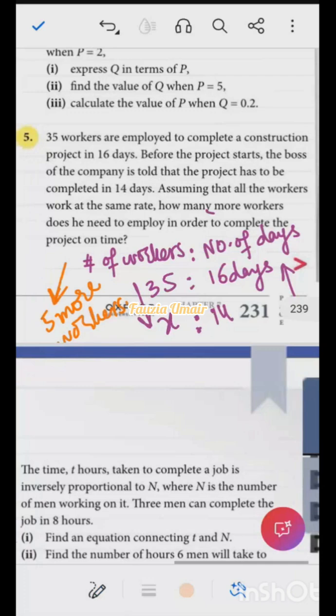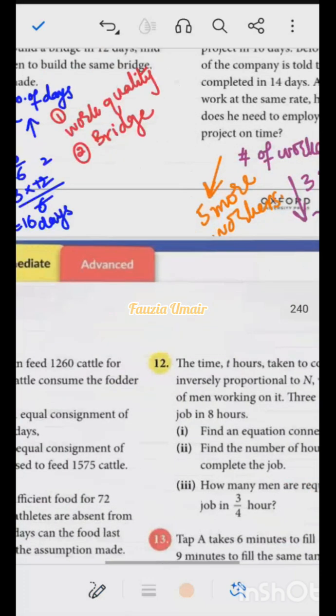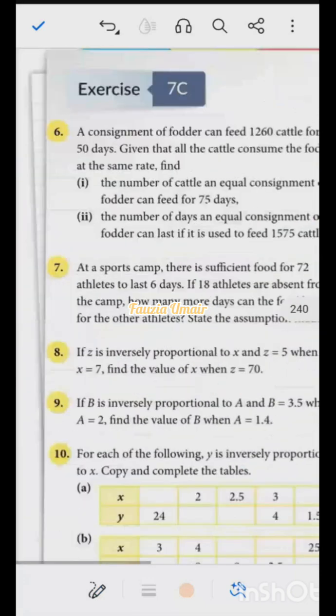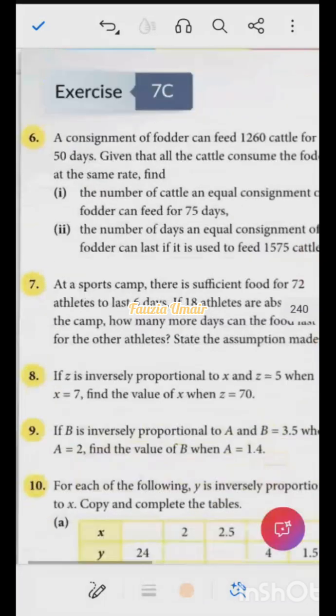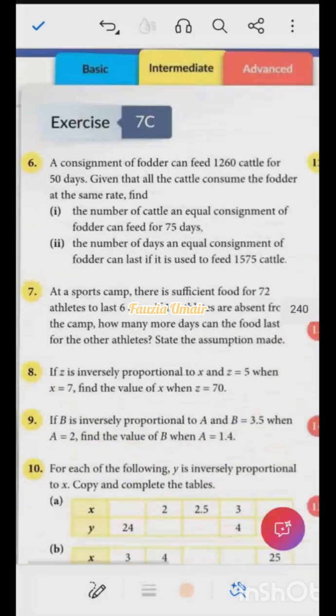So let's look at the rest of the questions. 12 questions are there in the syllabus. Okay? Acha, this question I think I gave you in the test maybe, or we did it in class last time also.